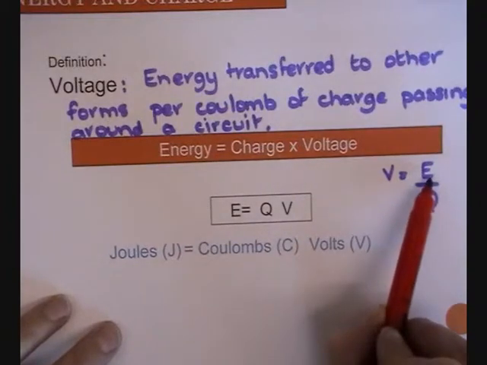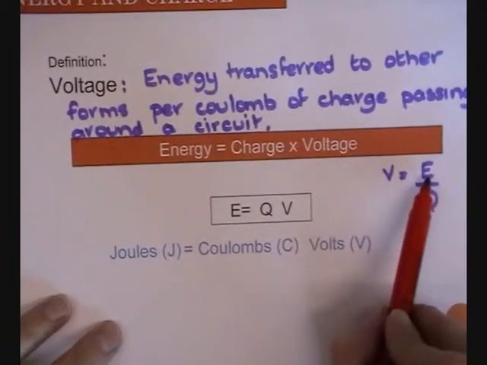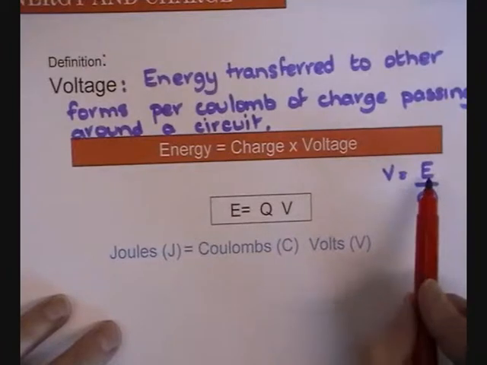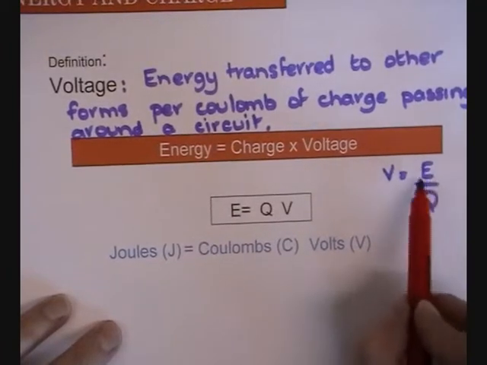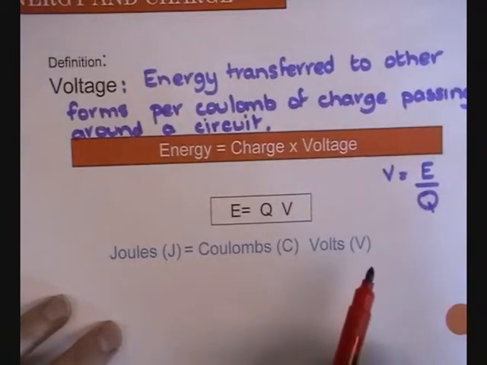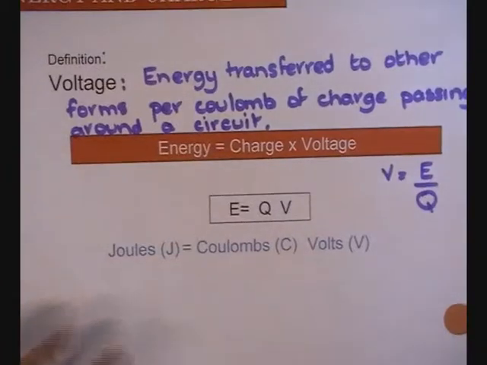And of course, those other forms would be, if you had a bulb, then energy would be changed from electrical energy or chemical energy, depending what's powering the bulb, from electrical energy into light energy and heat energy. If you had an electric motor, you would have that energy being transferred to kinetic energy.